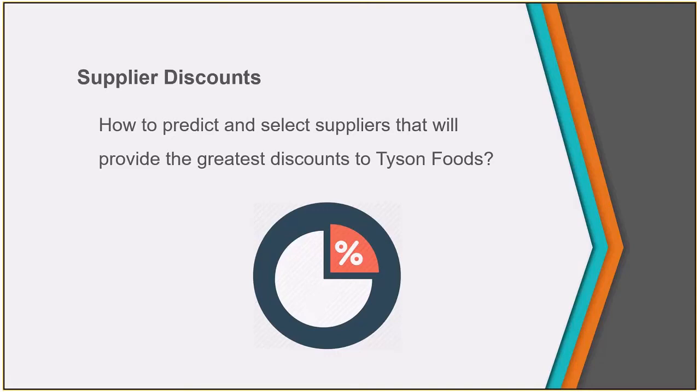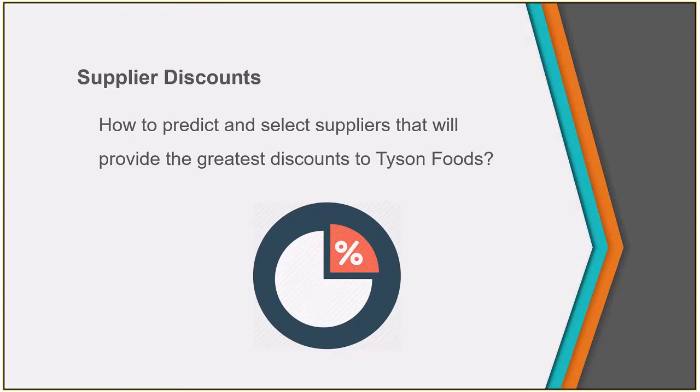The next area that we were asked to look at was supplier discounts. The business question we were trying to answer was, how do we predict and select suppliers that will provide the greatest discounts? As a large manufacturer, Tyson purchases large volumes of various raw materials to produce its products, and their suppliers will often provide discounts for various reasons to earn a piece of this business.